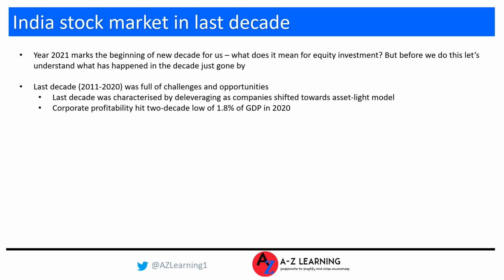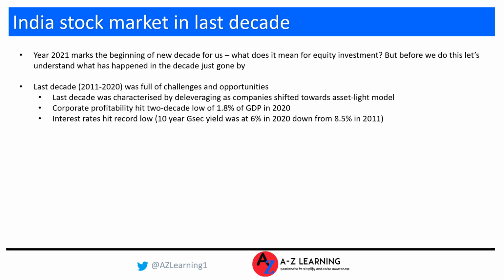Corporate profitability, when you look at 2020, hit the rock bottom of the last 20 years. Corporate profitability as a whole was only 1.8% of India's GDP, which is the lowest it has seen in the last 20 years. I know a lot was due to the pandemic, but still 1.8% as a corporate profitability level was very, very low in 2020.